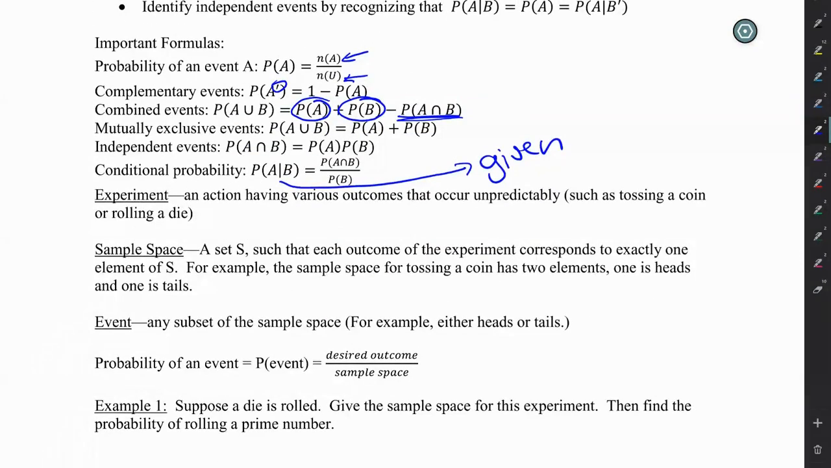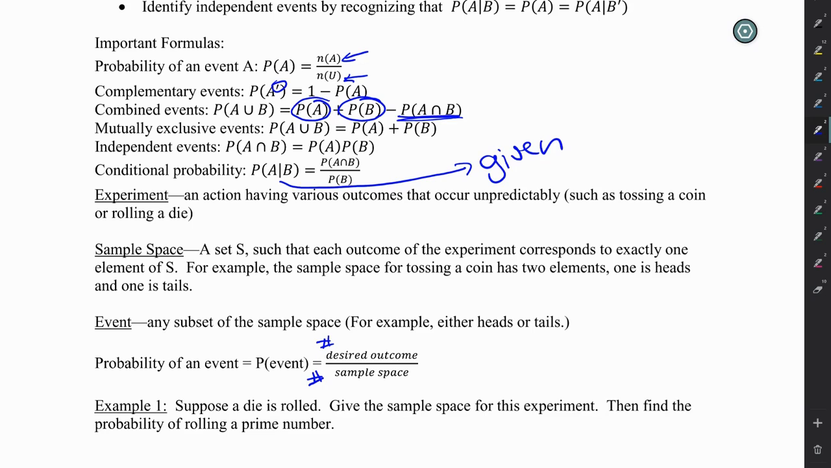An experiment is an action having various outcomes that occur unpredictably, such as tossing a coin or rolling a die. A sample space is a set S such that each outcome of the experiment corresponds to exactly one element of S. For example, the sample space for tossing a coin has two elements: one is heads and one is tails. An event is any subset of the sample space, for example, either heads or tails. So the probability of an event, P of the event, is the desired outcome divided by the sample space. Really, this should be the number of the desired outcomes divided by the number in the sample space.